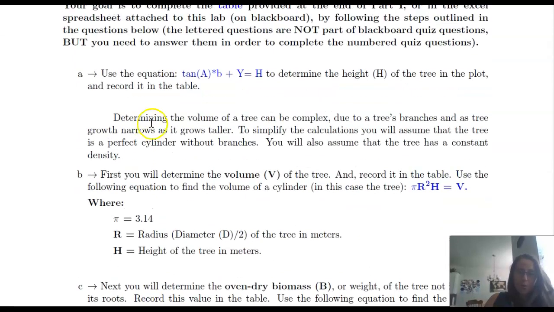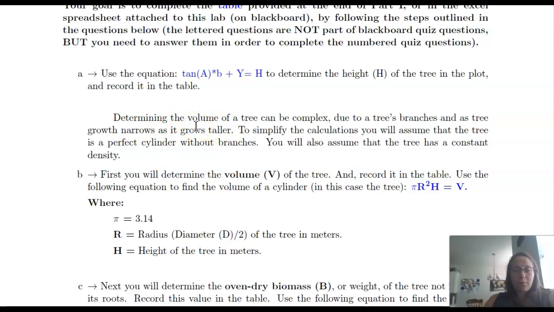Use the equation tangent of A times B plus Y to determine the height. H is to determine the height of each of the trees in the plot, basically, and record this on the table. So let's go ahead and pull up the table. But before we do that, here's a little simplification of why we are using these measurements.